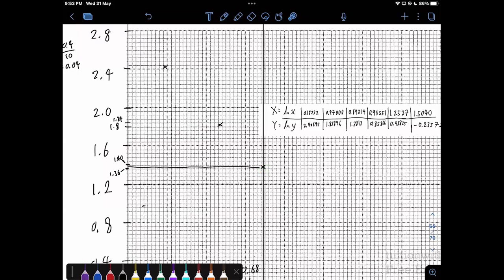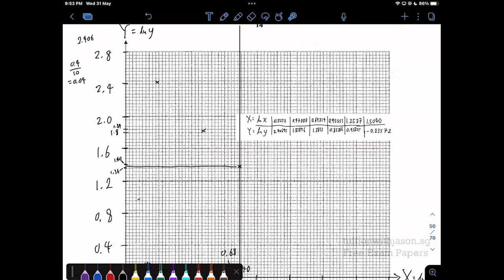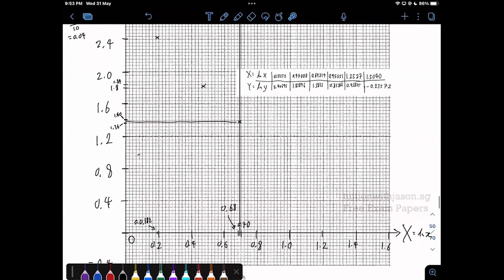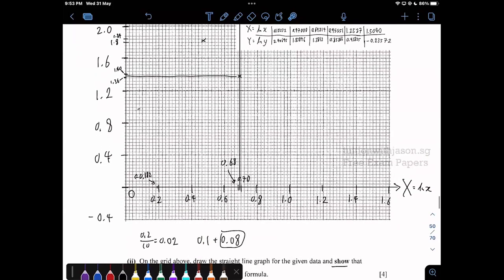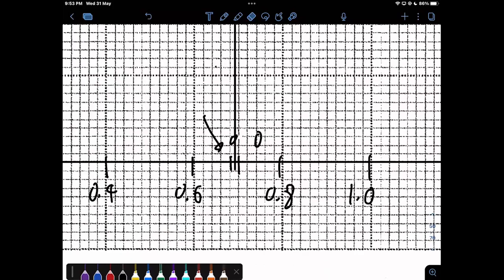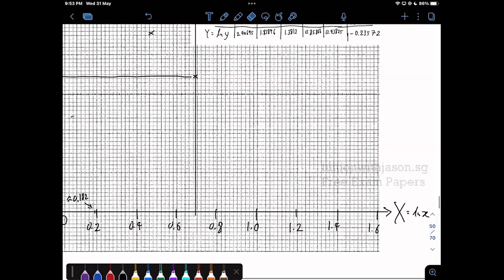Okay, next point. Just keep on going, no choices. By the way, all these extra marks at 0.68 and 0.70, please erase them after you're done. Don't confuse the examiner when you're plotting points. Okay, next one. Where were we again?